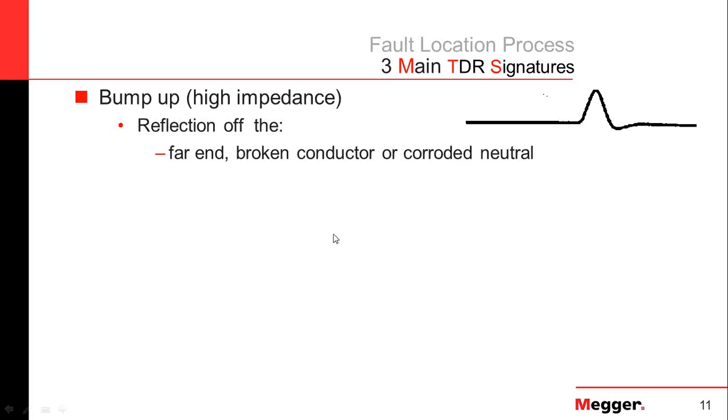Let's talk about the three main TDR signatures. Now, there's more than just these three, but these are the three big, important ones. First, we have this bump up, this profile over here. That's a reflection off of a high impedance. Typically, this would be a reflection off the stood-off far end, or where we have a broken conductor of some type.